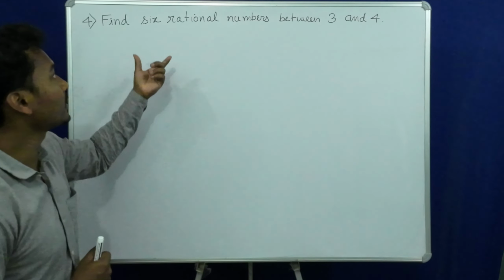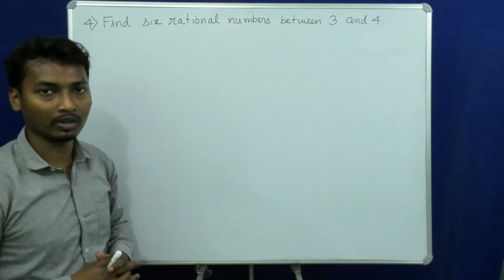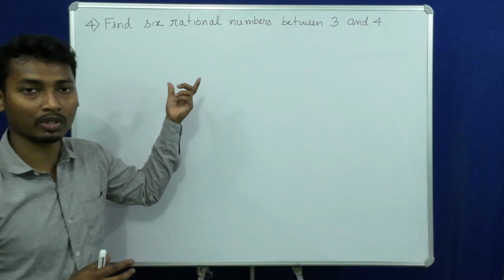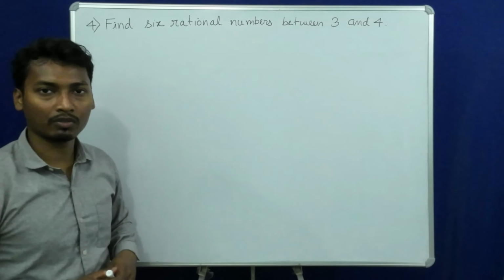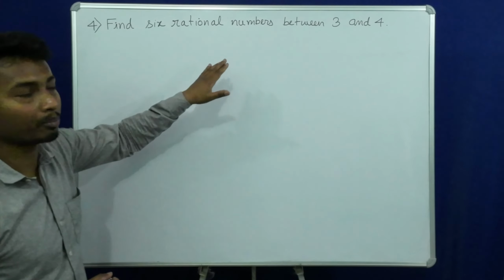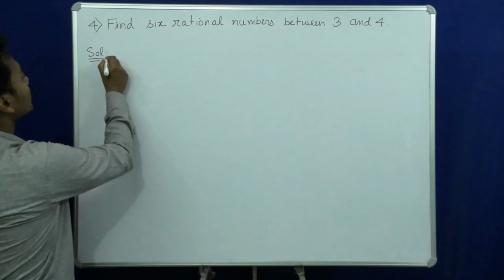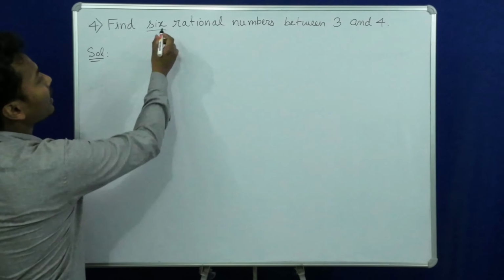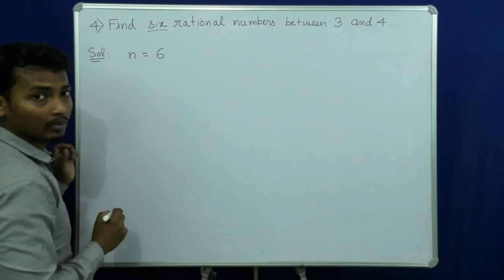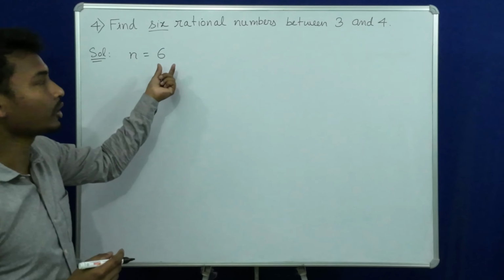Now, in this case, they are asking for 6 rational numbers. Up to 3 rational numbers, you can use that basic method of finding a rational number between two rational numbers. But when you have a large number of rational numbers to be found, we use another method which will be more convenient. So, in this case, they are asking for 6 rational numbers between 3 and 4. So, let's begin. Solution. Let's say the required number of rational numbers be n. So, n is equal to 6. Now, what we are going to do is add 1 to this required number of rational numbers.